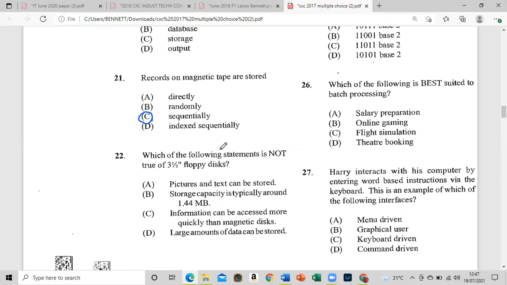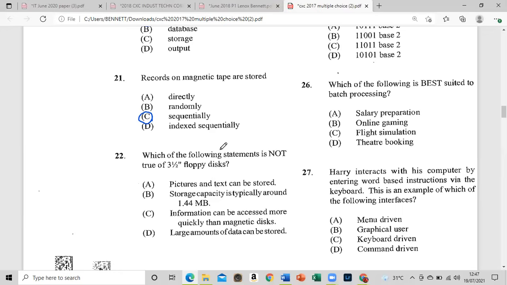I think we probably have a disagreement with 22. I think there were two possible answers. No, just one. Which of the following statements is not true of a 3.5 floppy disk? Pictures and text can be stored. That is true. Storage capacity is typically around 1.44 megabytes. That is true. Information can be accessed more quickly than magnetic disks.